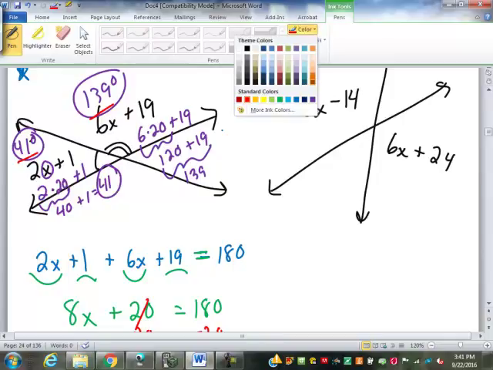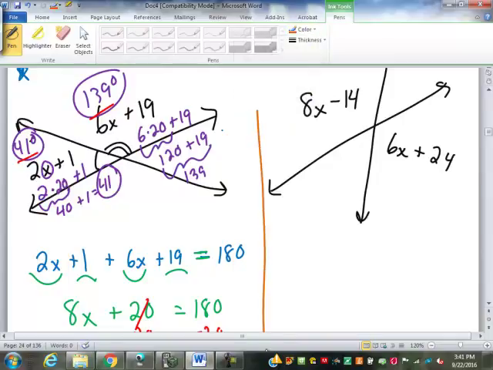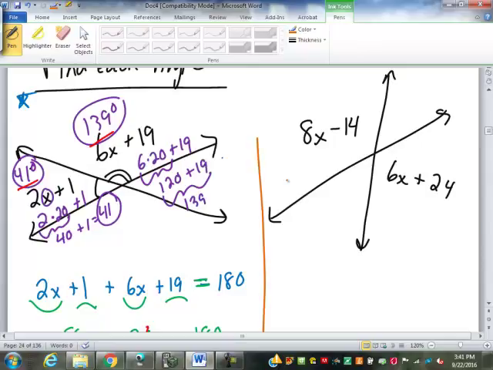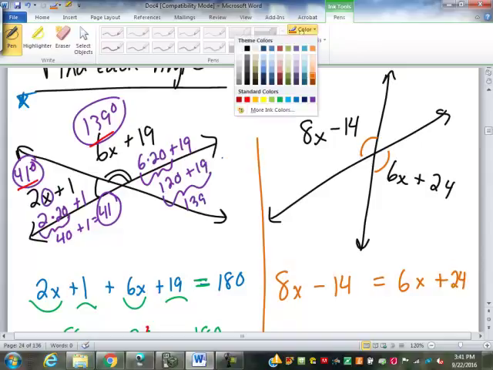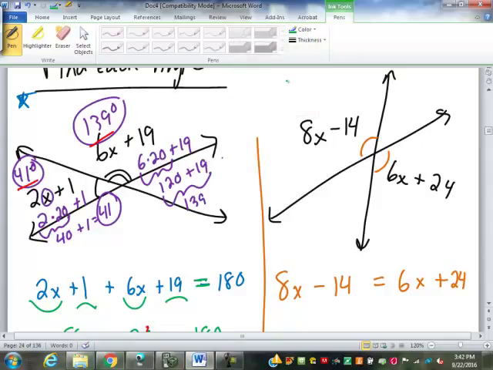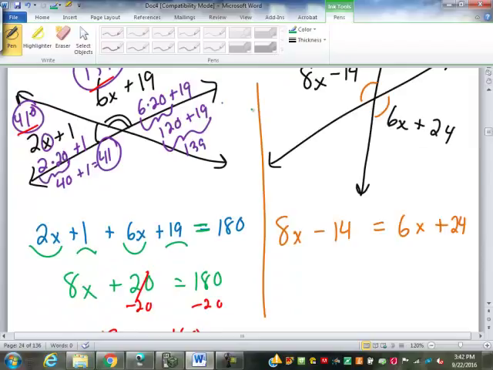In this second case over here, what is the situation there? Those two angles have to equal each other. Those are vertical angles. So 8x minus 14 has to equal 6x plus 24. How do we solve that equation? You have to get the x on one side, so we have to get rid of one of the x's. Which one are we getting rid of? Doesn't matter which one, but usually we'll go to the smaller one first, so we'll subtract the 6x. That way we don't have to work with negatives.